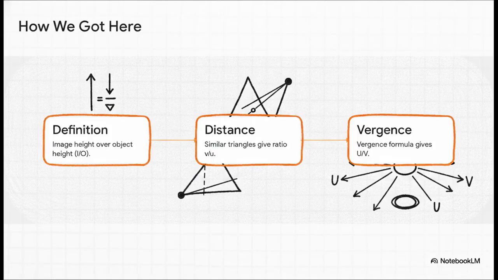So let's appreciate how cleanly we just evolved from a basic physical measurement to a super easy-to-use clinical vergence ratio. Step 1. We started with the raw physical definition, image height over object height. Step 2. We use the geometry of similar triangles to prove that height ratio perfectly equals the image distance over object distance. And then Step 3. We use the divergence law to prove that the distance ratio mathematically flips to become incoming vergence over outgoing vergence.